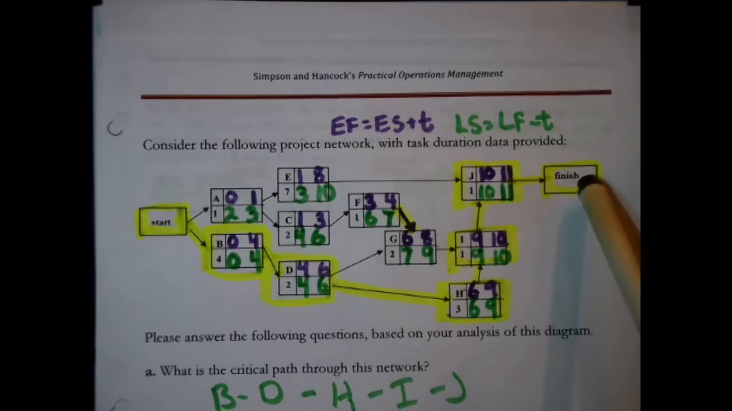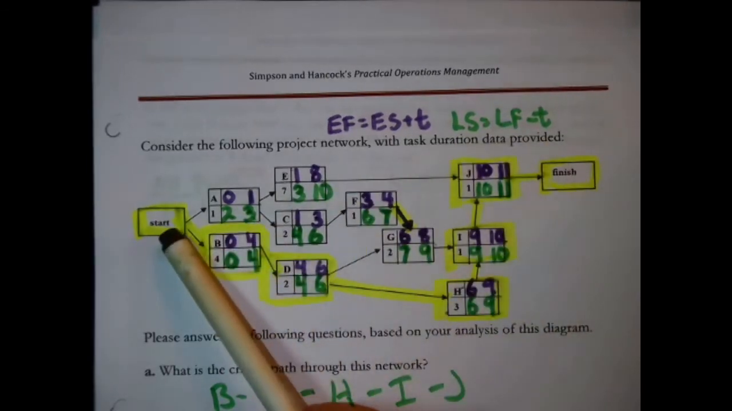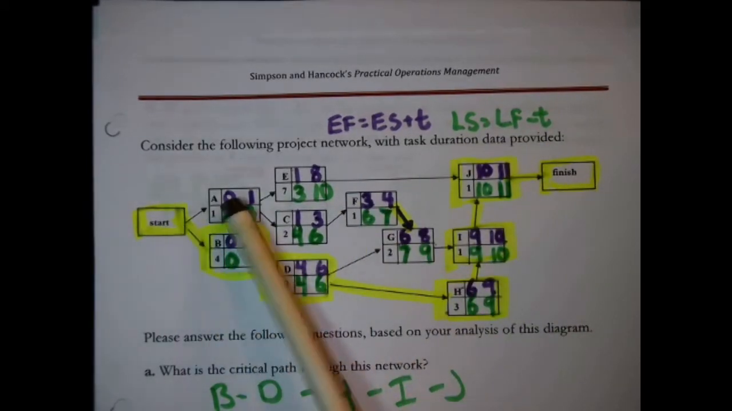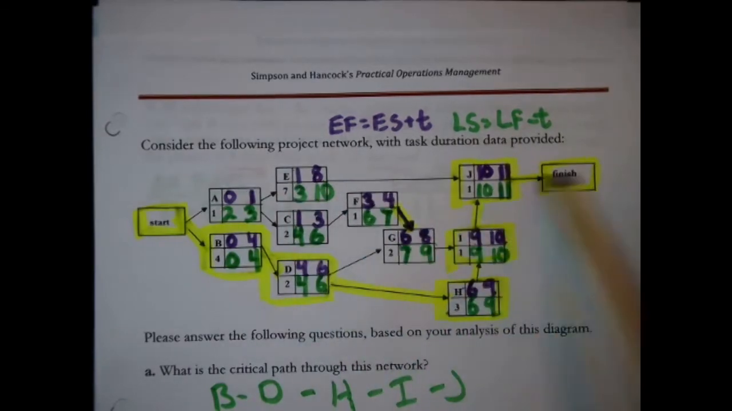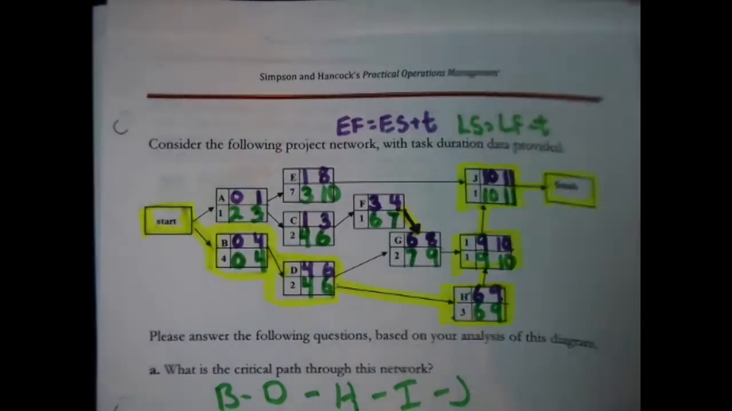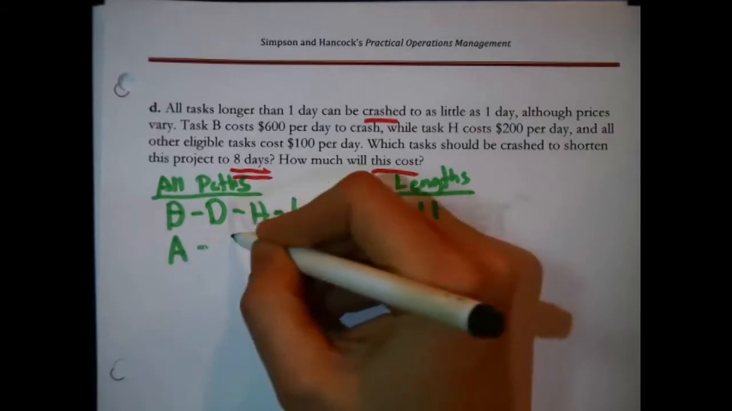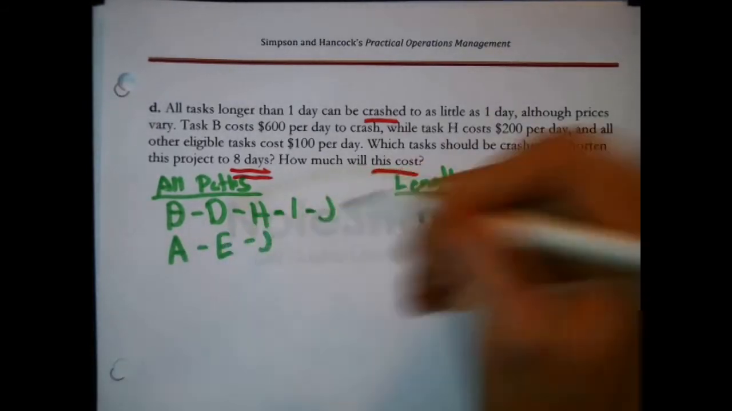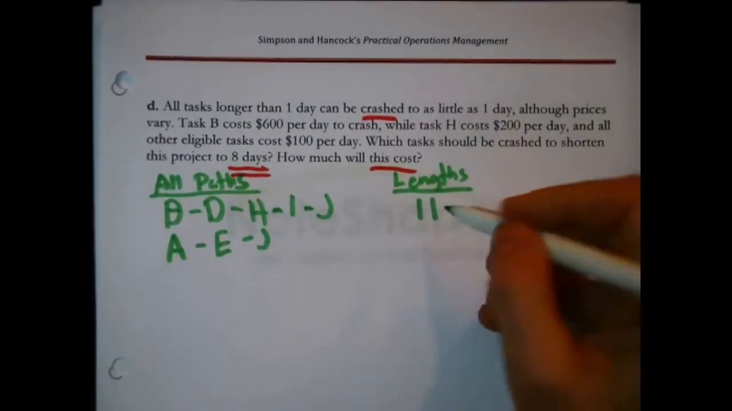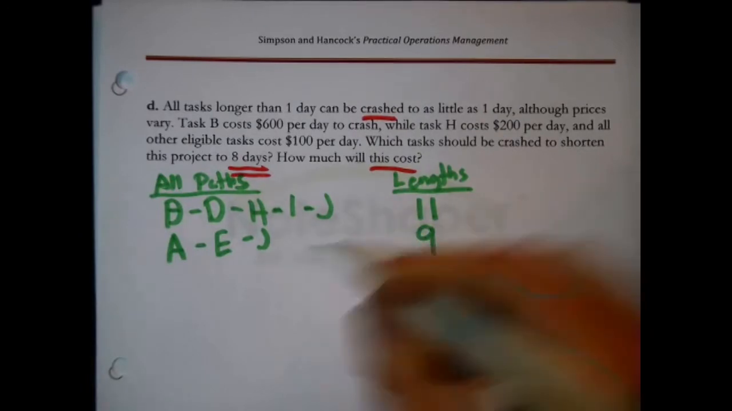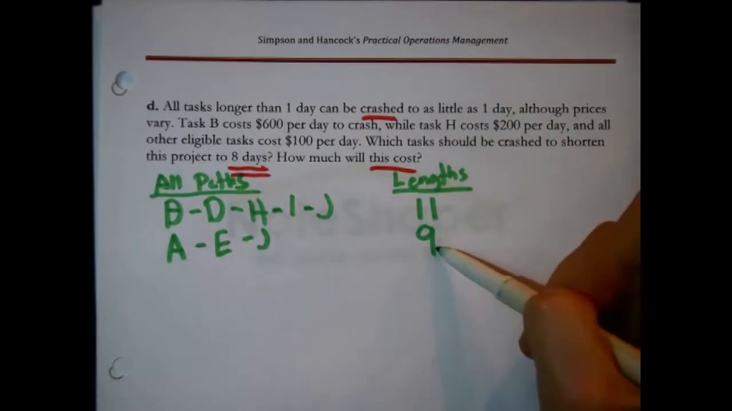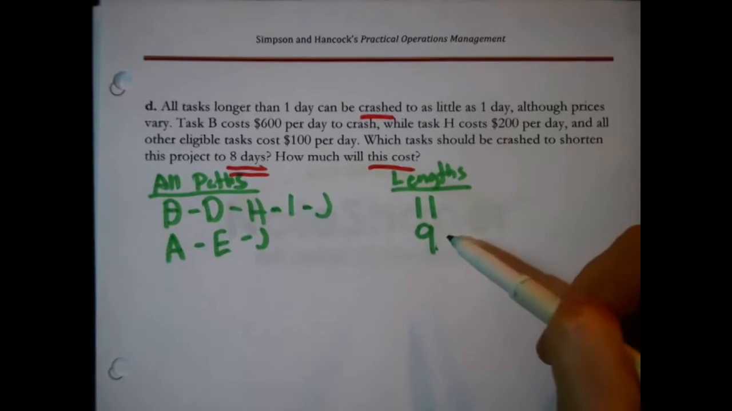There is, for instance, this route. Begin at the start, go to A, go to E, and go to J, and from J you can get to the finish. That's another path. So I need to note that A, E to J is a path, and by the way, if you add up the length of A, E, and J, that path is 9 days long. And I need to know that.